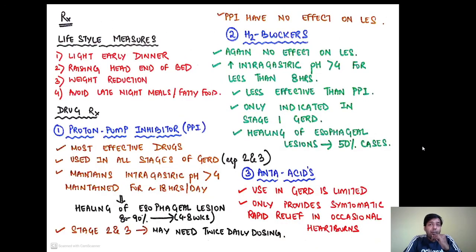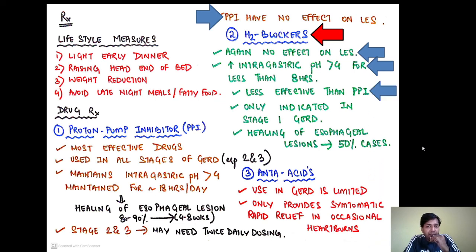Okay, now proton pump inhibitors have no effect on the lower esophageal sphincter. They are going to suppress the acid secretion. Second group of drug is the H2 blocker. Now as you all know, H2 blockers also are not having any effect on the lower esophageal sphincter. Okay, now they increase the intragastric pH more than 4, but this is for less than 8 hours. If you see, the proton pump inhibitor did that for 18 hours. So you can say the proton pump inhibitors are more effective than H2 blockers, and H2 blockers are less effective than a proton pump inhibitor.